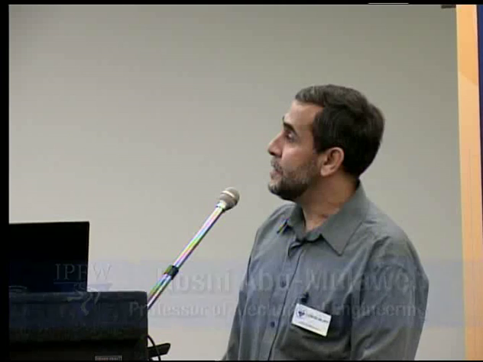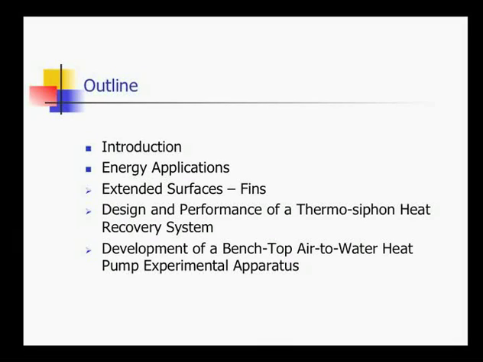This is a brief outline of my presentation. First, I'll be presenting a brief introduction and some background. Then I'll be presenting 3 energy applications, time permitted. First is extended surfaces. Usually we refer to them as fins. Second, design and performance of a thermosyphon heat recovery system. Third, development of a benchtop air-to-water heat pump experimental apparatus.